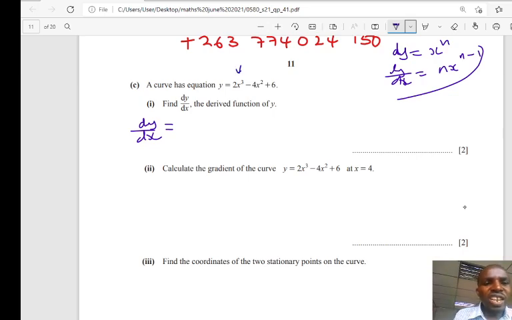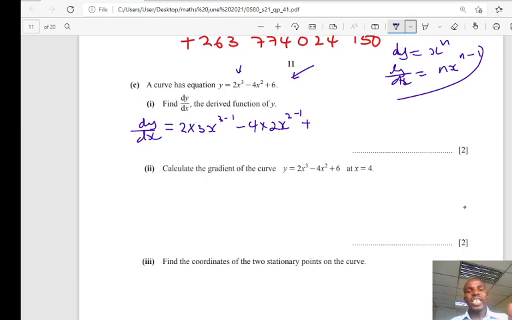So in this case, you have 2x cubed. First maintain the 2, it was already there. Then bring down the power, 3. Then subtract 1 from the power. Minus 4 times, bring down the power 2, subtract 1 from the power. Then plus, right, this one is called a constant. A number without x is called a constant. If there's no x, there's no letter, it's a constant. If you differentiate a constant, you always get 0.